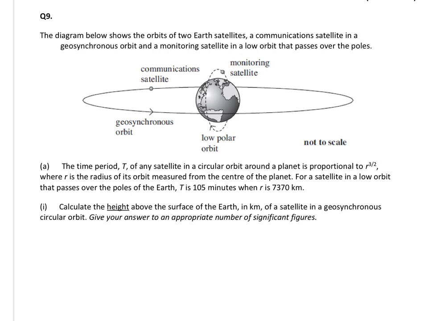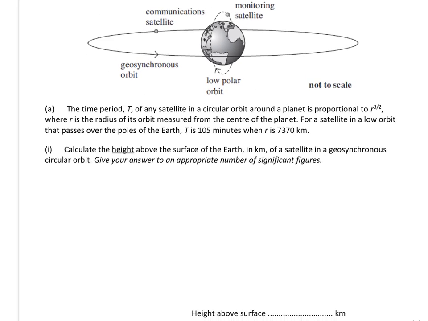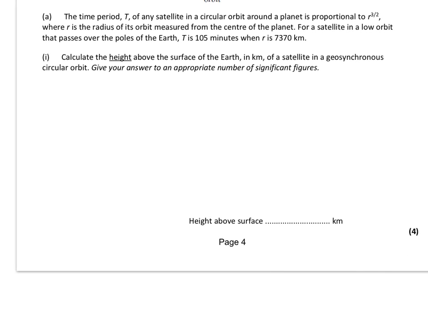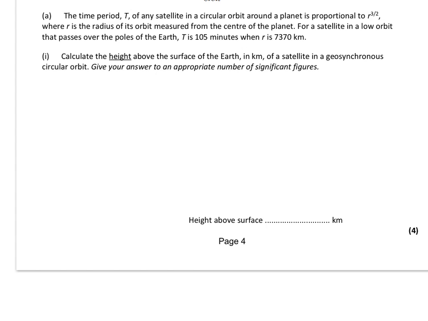Alright, so we're going to move on to look at the longer answer part of the end of unit test. The first one was about gravitational fields, and to start with we were looking at calculating the height above the surface of a satellite in a geosynchronous orbit. So geosynchronous is a geostationary. Key thing here is they're looking for the height, not the distance between their centres of mass.